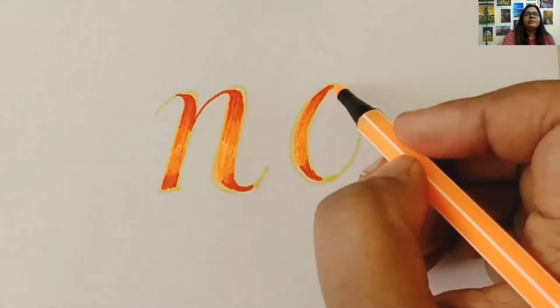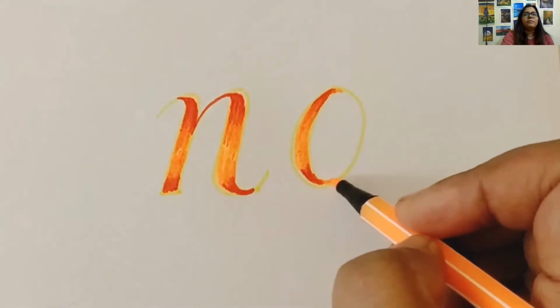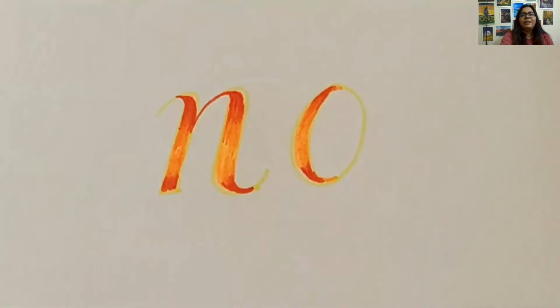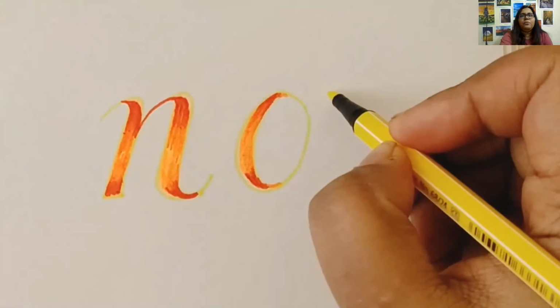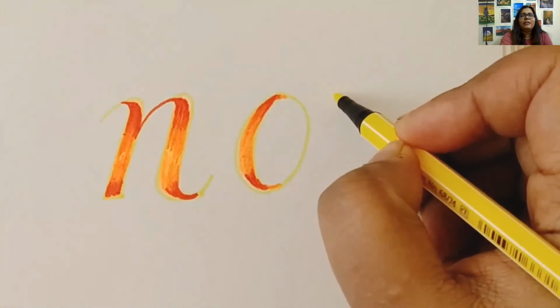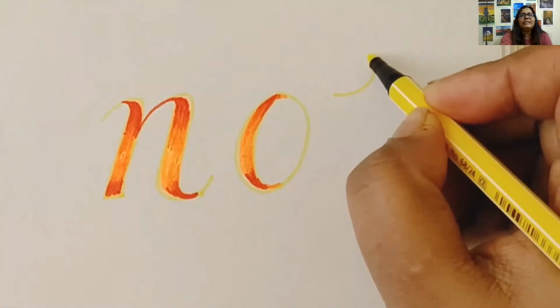Everybody got it? Very good. Same thing we will do now for one more letter. Let us write H now. Same with our yellow color, we will write H like this.